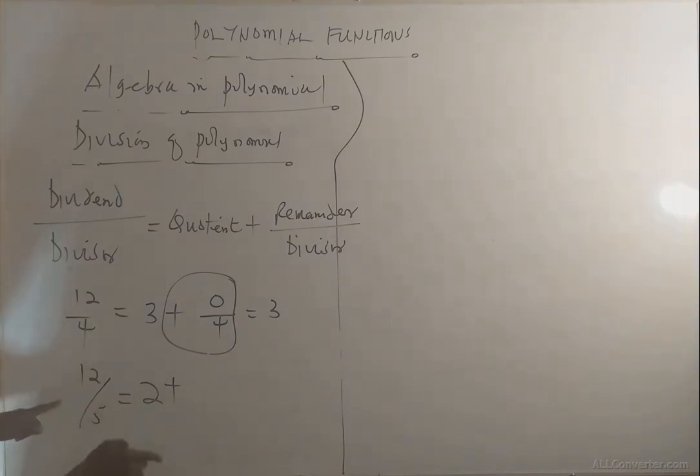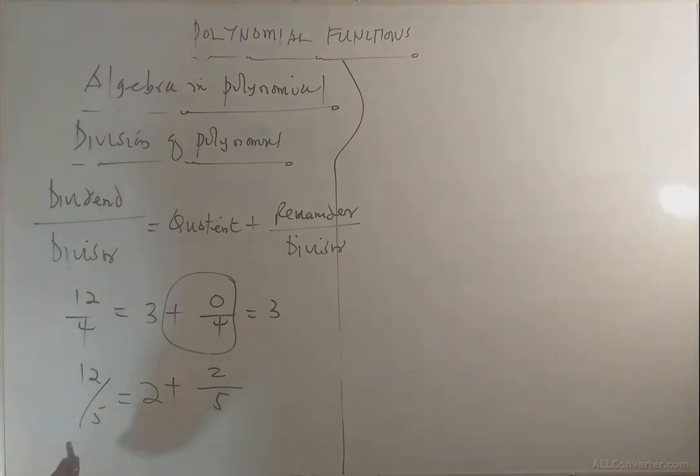Twice, but the remainder is 2. So 2 divided by the divisor back again. So 12 divided by 5 is equal to 2 plus 2 over 5. When you express the right hand side, you will still get 12 over 5. And I guess you understand because you saw the example I did before this.